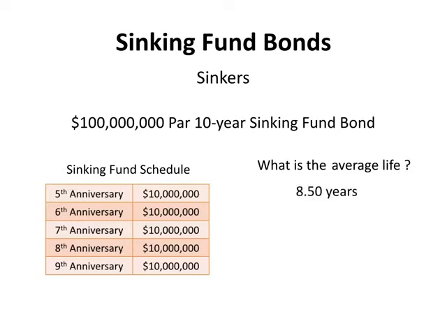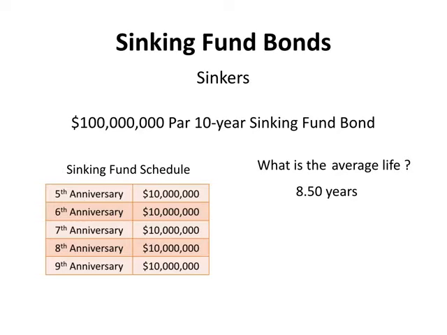So an investor comparing this 10-year sinking fund bond to a straight 10-year bullet bond, one with no retirement of principal prior to maturity, the two securities would not represent equivalent risk. The sinking fund bond has a shorter average life, which means it likely trades at a lower yield, and its price would be a little bit less sensitive to interest rate changes than the 10-year bullet.